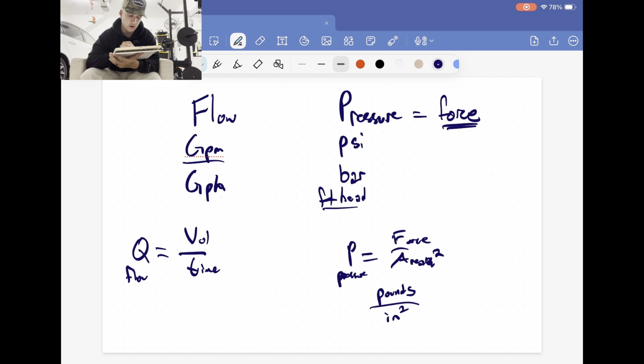Now on the other side, volume over time, we can manipulate that however we need to. We could do volume in terms of liters or ounces of water over days or months or years, or seconds or milliseconds, whatever. So the general units are force over area, pounds over square inches for pressure, and volume over time for flow. Flow is the amount of water moving through, the volume per time, and pressure is the force with which the water is pressing.